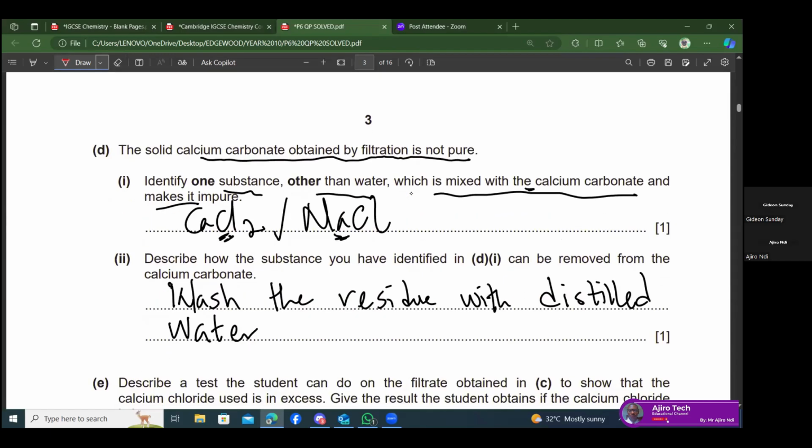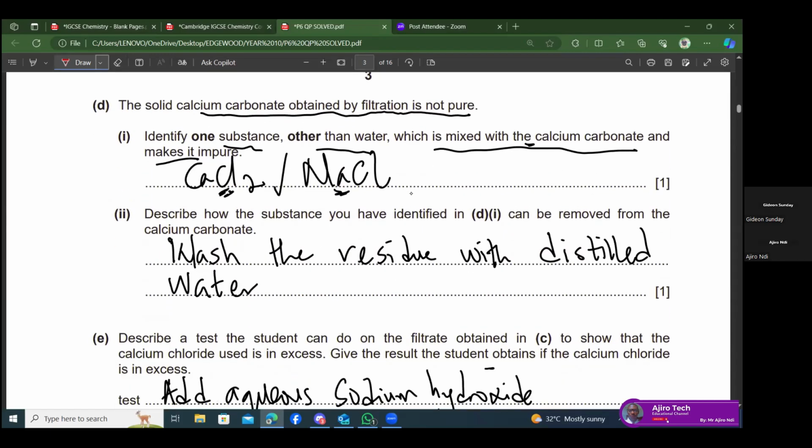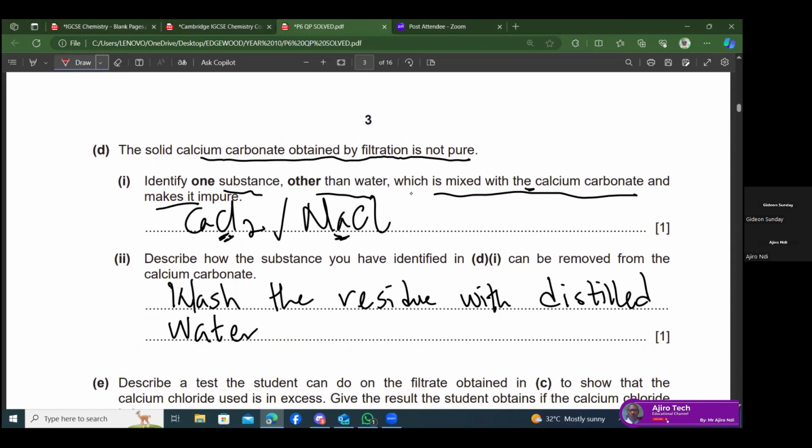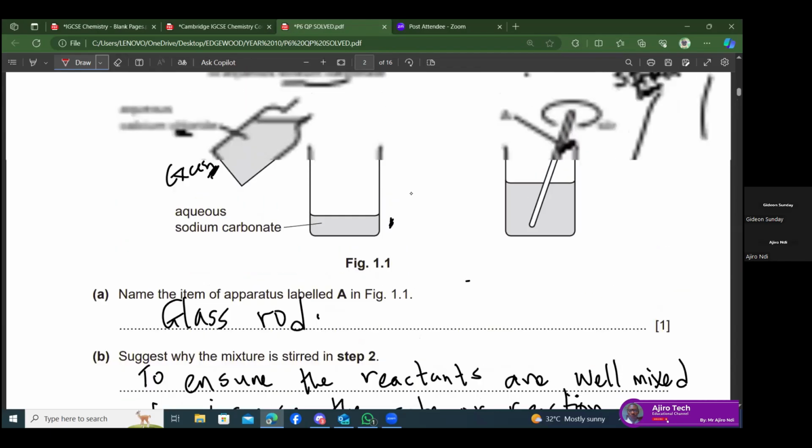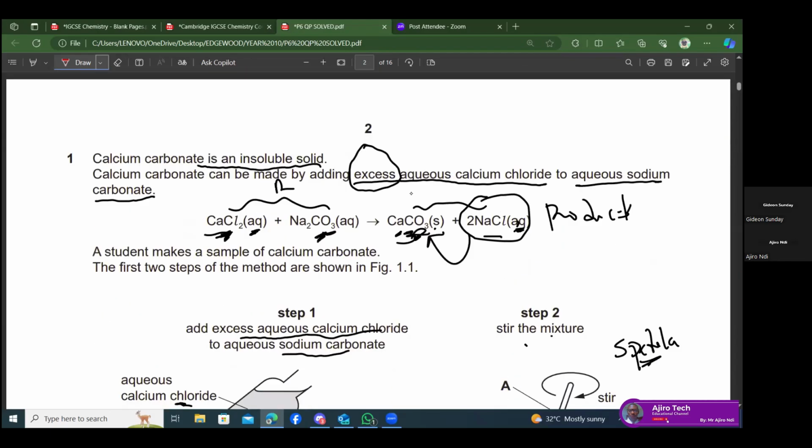Now, the next question says that the solid calcium carbonate obtained by filtration is not pure. So identify one substance other than water, which is mixed with the calcium carbonate that makes it impure. What makes the calcium carbonate impure has to do with, look at the reaction. If you look at the reaction, you get an idea of what is making this calcium carbonate impure. Looking at the products, you see that calcium carbonate is one of the products, but equally there is aqueous sodium chloride. So this could make this product impure.